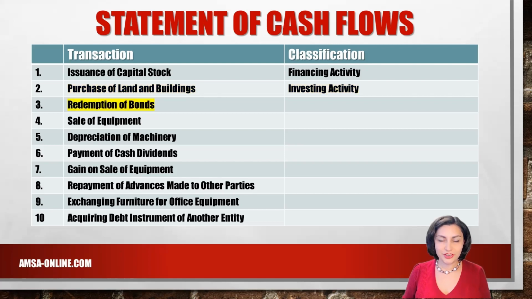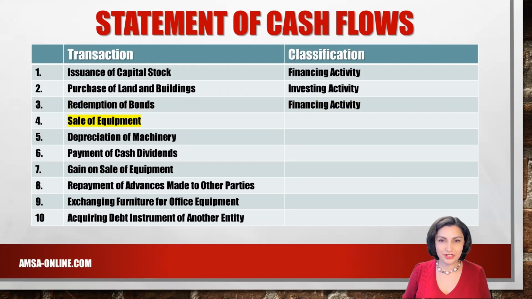The third transaction is redeeming bonds for cash. A bond is a fixed obligation to pay that is issued by a company to investors. Issuing bonds is recorded as an increase in liability. Redeeming bonds means that the company has repurchased its bonds before maturity, resulting in a decrease in liability. The cash outflow will be reported as a financing activity on the cash flow statement.